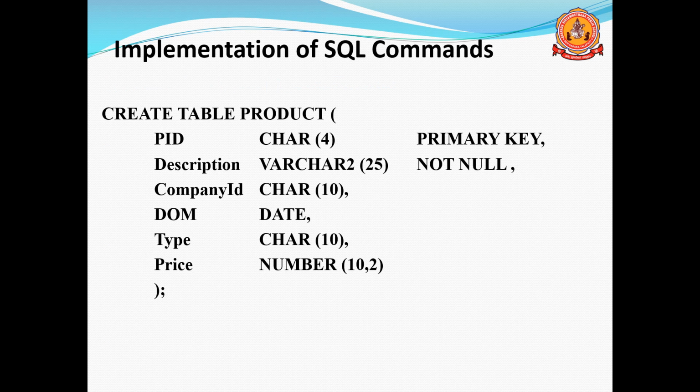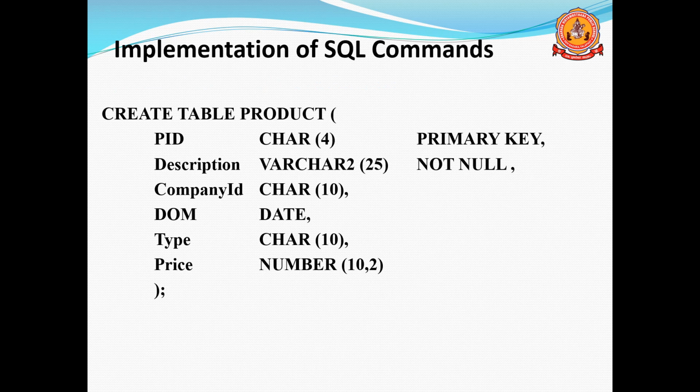Here is an example. Create a table product. I took the same table example here. We are going to create the product table with PID, description, company ID, date of month, type and price. These are the six columns, and here PID is given as the primary key.